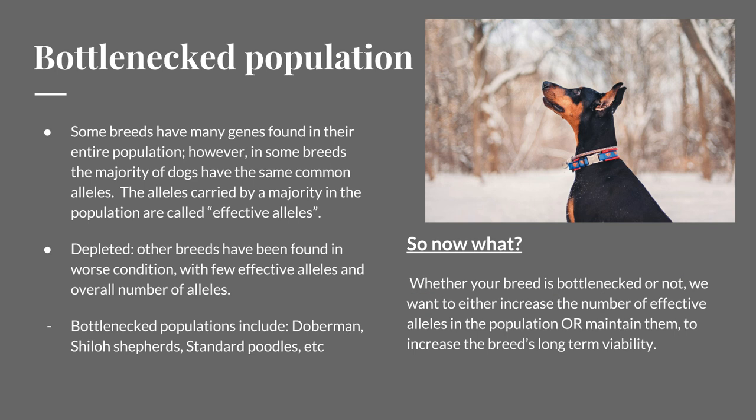Now, when we say depleted populations, what do we mean by that? This is a term we use to describe certain breeds that have been found to be in worse condition, that they have very few effective alleles, but they also have very few overall number of alleles found in their population. So, for example, the majority of the alleles found will be a certain type of allele, but then there is also only maybe 6 variations in that gene found.